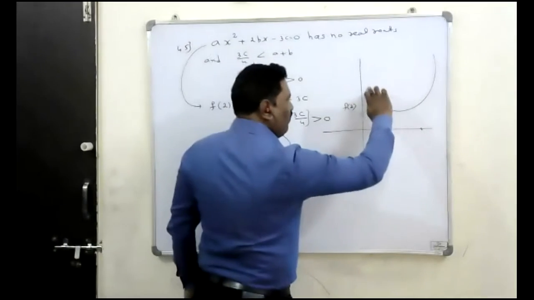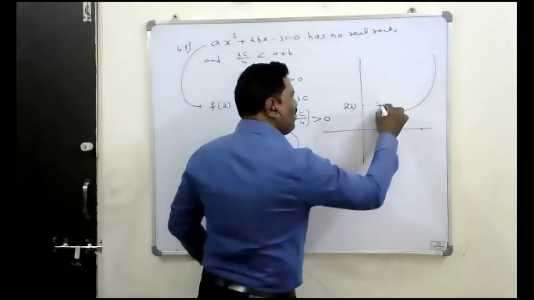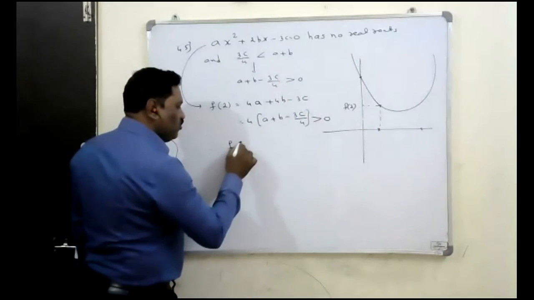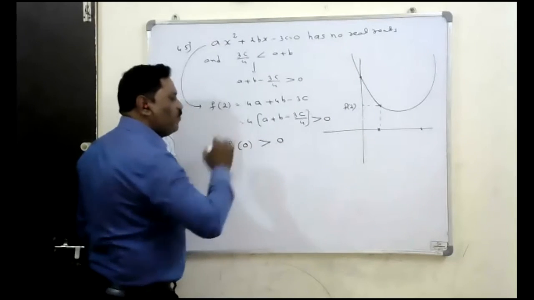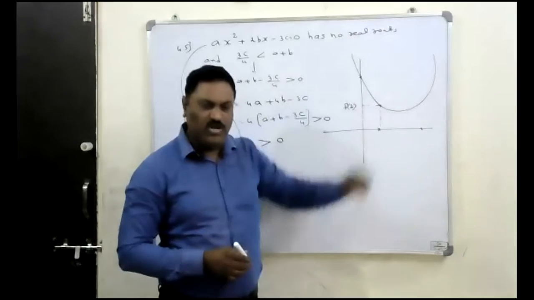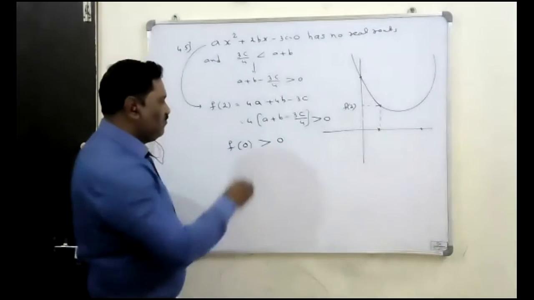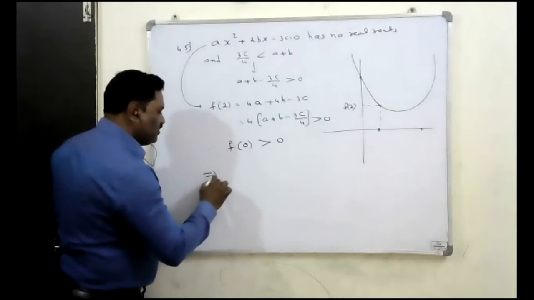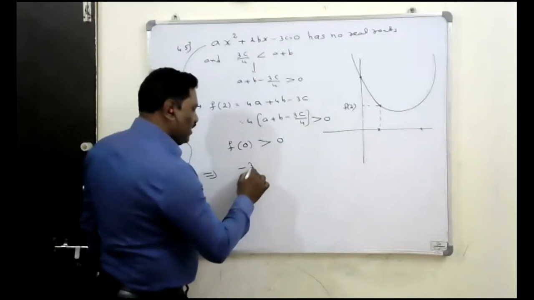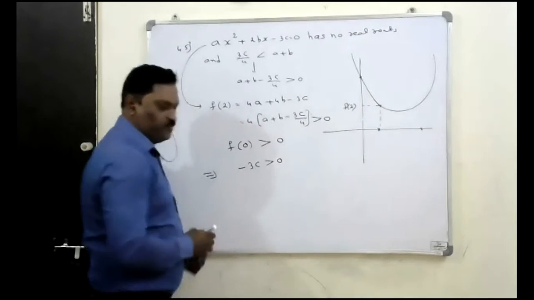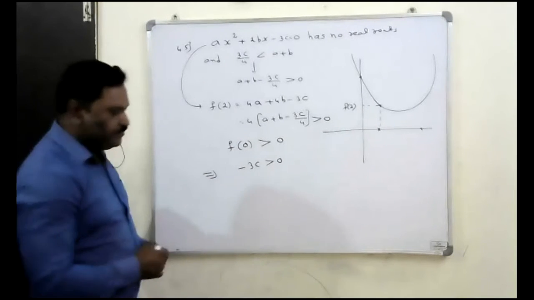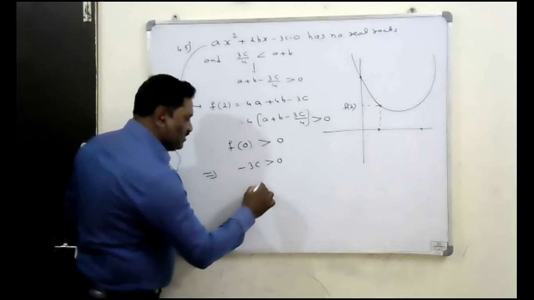When f of 2 is positive, automatically f of 0 is also positive. If I keep x as 0, we get positive; not only for 0, for all values of x it will be positive because the curve lies above the x-axis. Therefore f of 0 is positive. Substituting 0, we get 0, 0 minus 3c, so minus 3c is greater than 0. Now divide by minus 3. If you divide by minus 3, what is c?